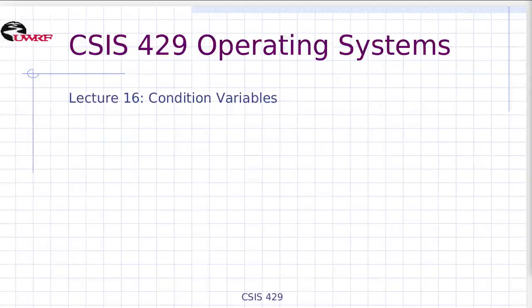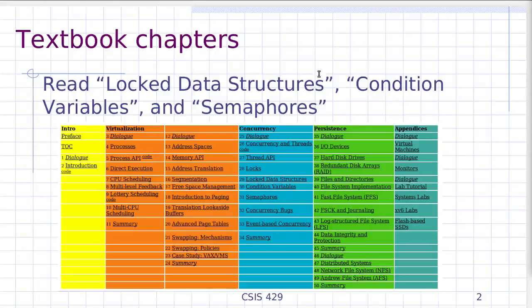Next up, we have condition variables. So remember, we're in concurrency, in the blue part of the course. We looked at multi-threading and the thread API. We saw how to use locks, and we also saw how to use locked data structures. And now we are in essentially chapter 30, condition variables.